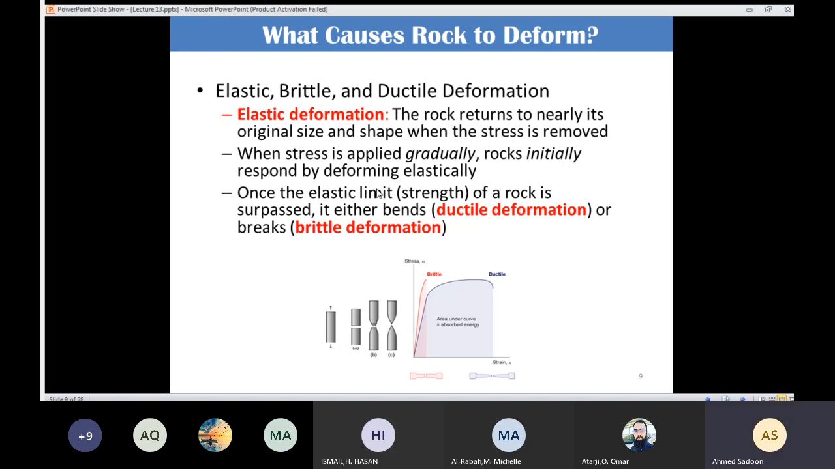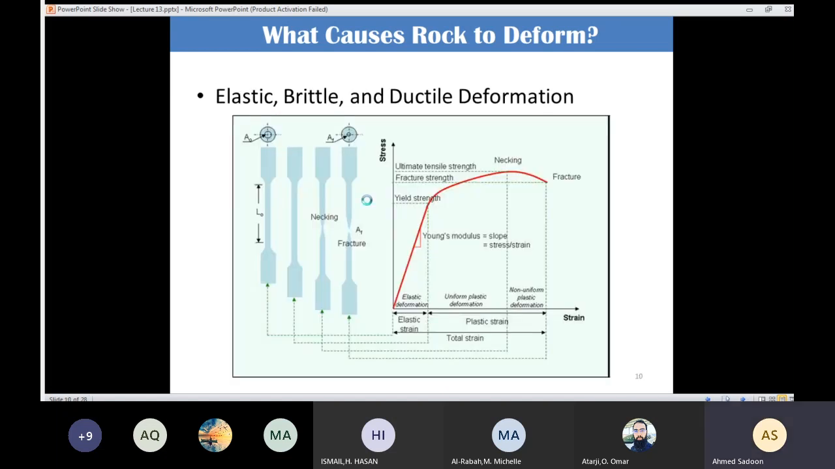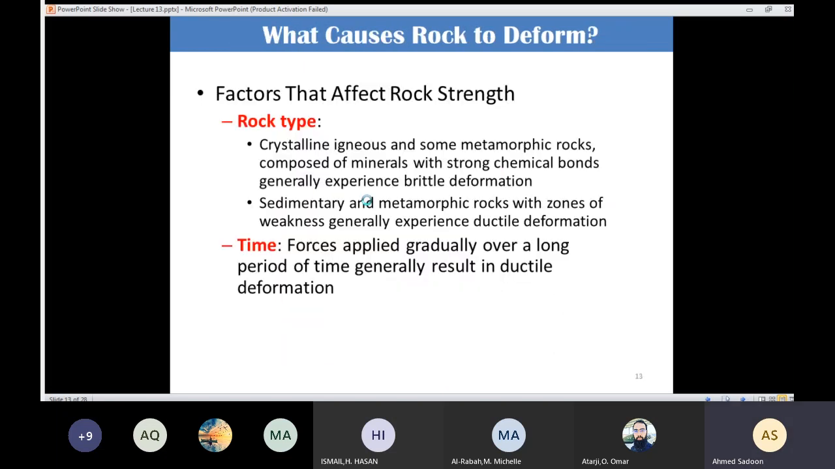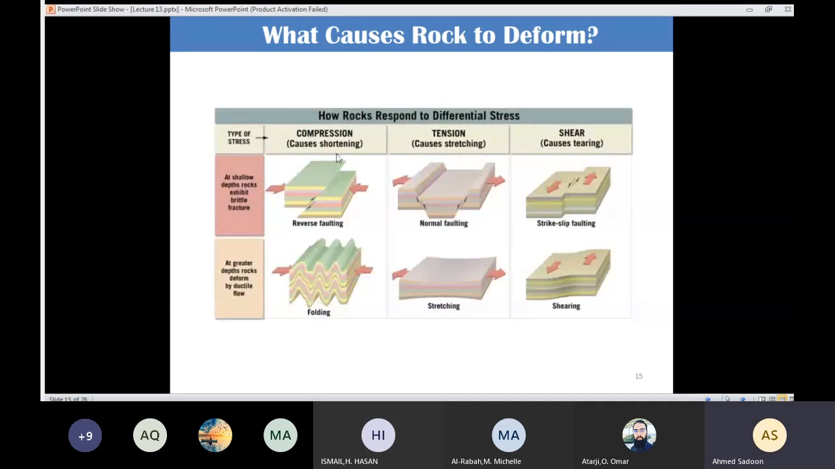Any other questions regarding the elastic, brittle, and ductile behavior? So let's move on. I was talking about this here. In that row, we are going to say the behavior is brittle, and in that row, the behavior is ductile. In that column, the rock is going to be subjected to compressional stress. In that column, tensional stress, and in that column, shear stress.